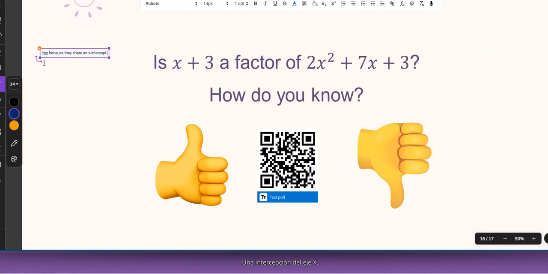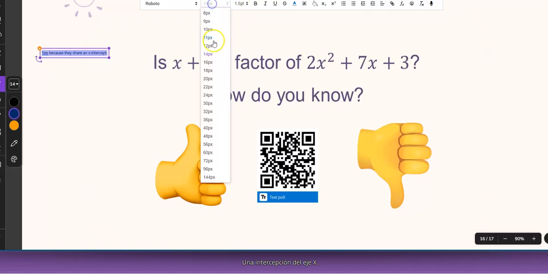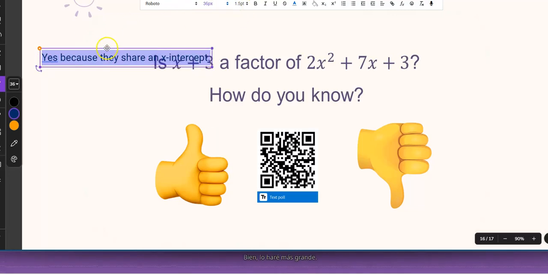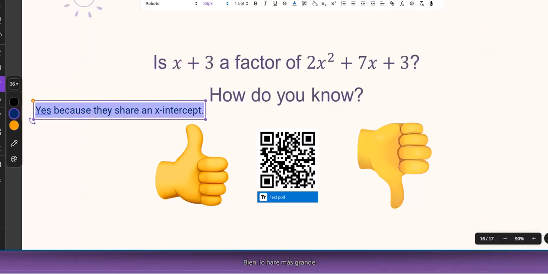Okay, I'll make that bigger. And then I'm actually going to put the picture as well.